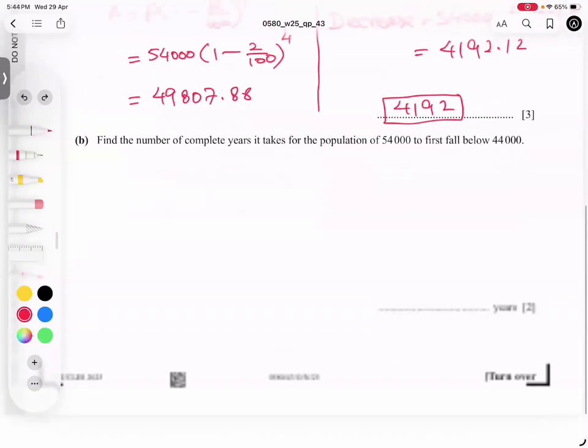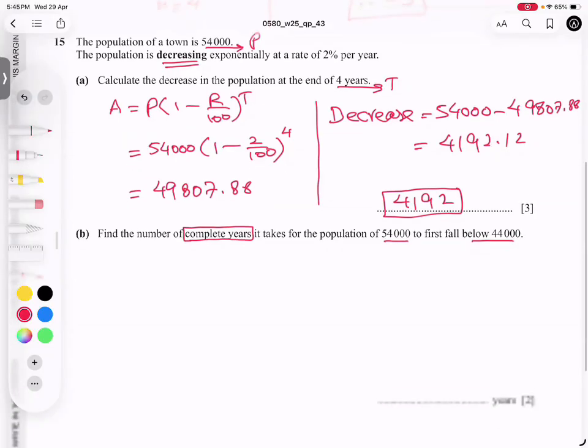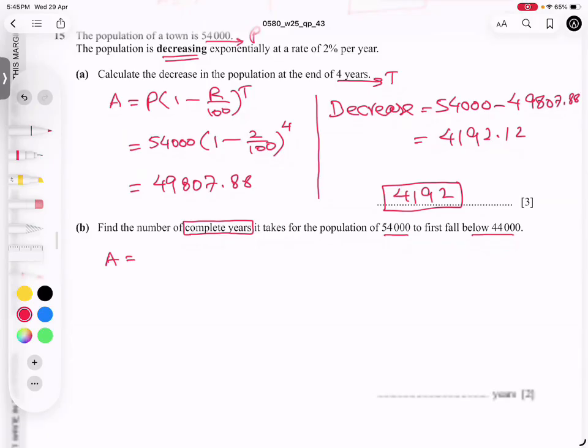Find out the number of complete years. He said complete years, a very important point. That population, this much, will first fall below this much. So we have to find which year. This is a 2-mark question, and what is the way to do this kind of question? Normally, let me write the formula first. The formula is A equals P times (1 minus R over 100) to the power T.